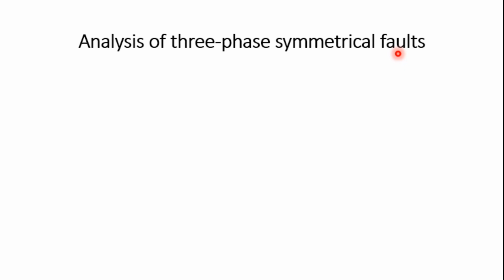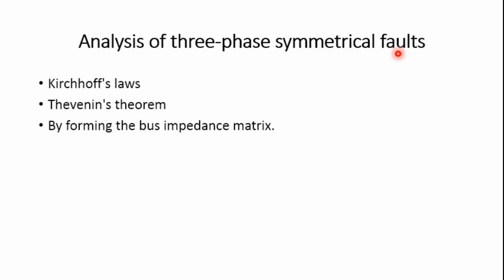So once the per unit reactance diagram of the system is formed for the particular state, there are three states of the fault condition: subtransient, transient and steady state. The currents and the voltages in various parts of the system can be determined using methods such as Kirchhoff's laws, Thevenin's theorem, and by forming the bus impedance matrix.